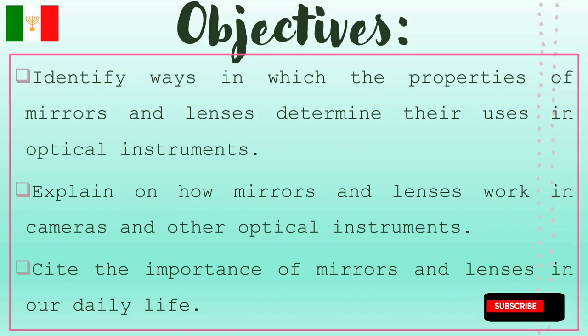Our objectives for today are the following. Identify ways in which the properties of mirrors and lenses determine their uses in optical instruments. Explain how mirrors and lenses work in cameras and other optical instruments. And cite the importance of mirrors and lenses in our daily life.